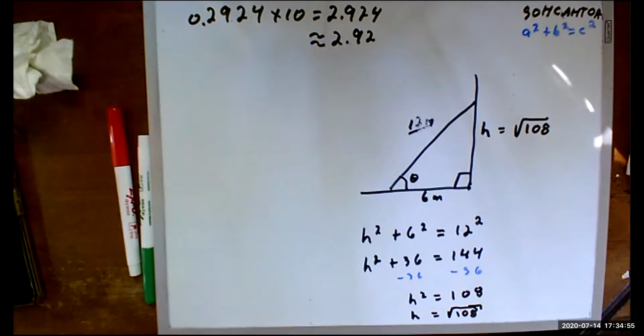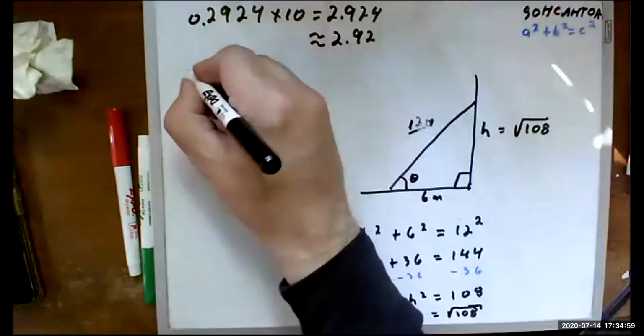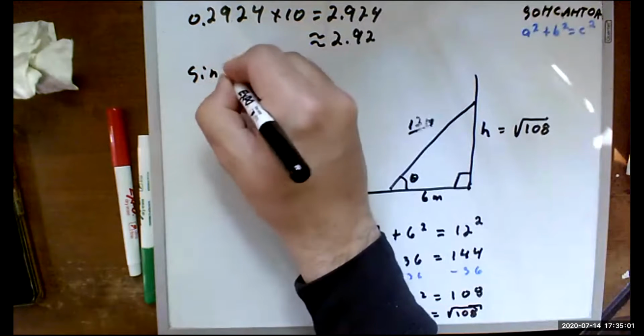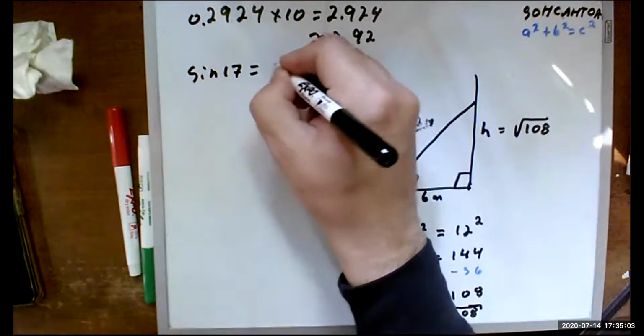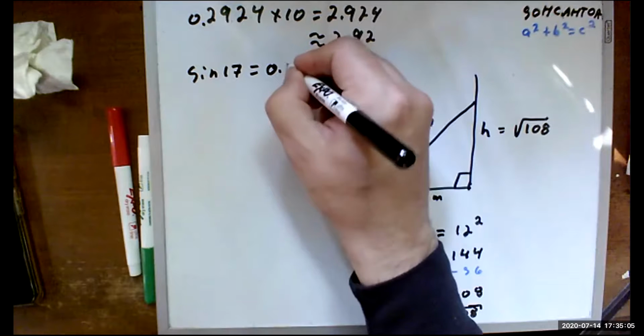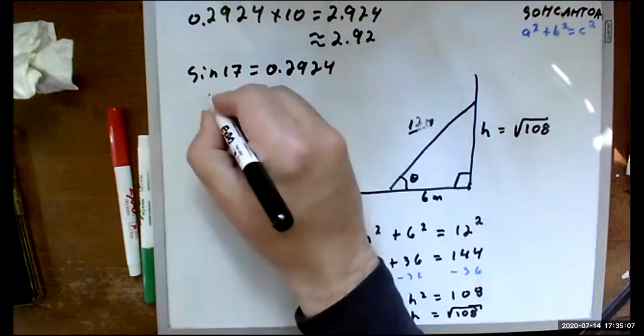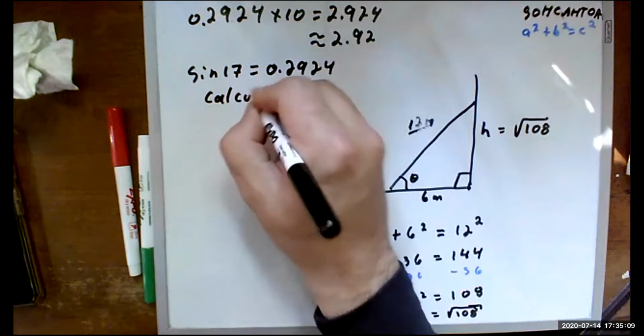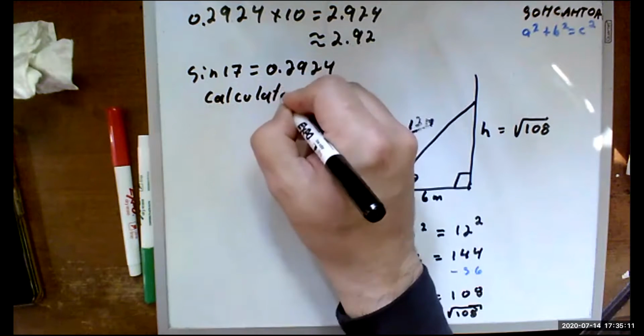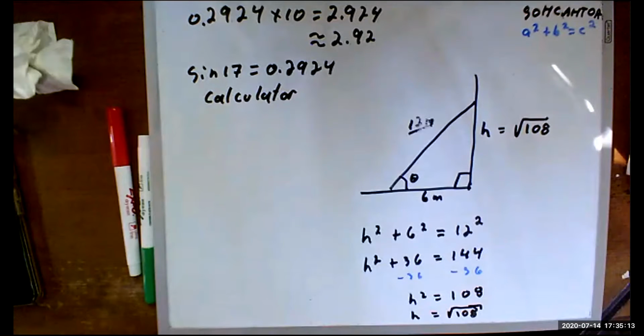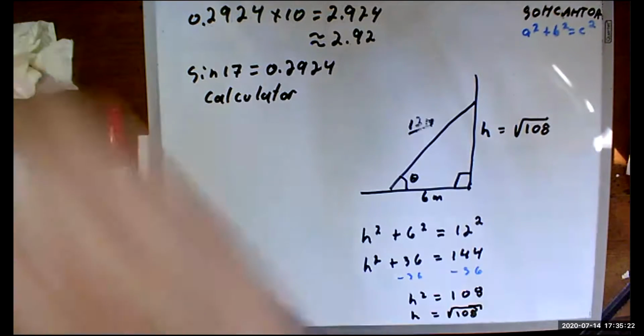The 0.2924 was what happened when we punched sine of 17 into our calculator. Good. You're very welcome.